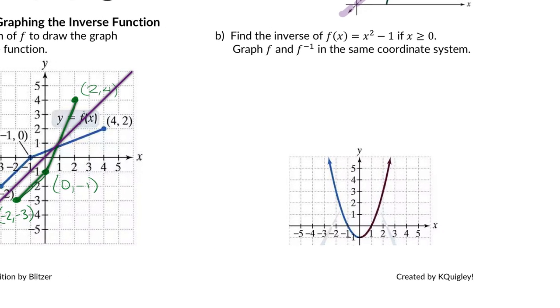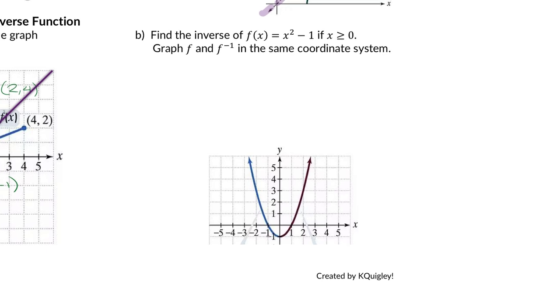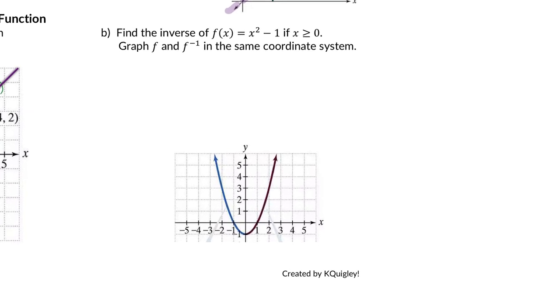Oh, okay, it's stuck. Now the last question here on our notes says that we're going to find the inverse of f of x equal to x squared minus 1 if x is greater than or equal to 0, and then graph the two things in the same coordinate grid.